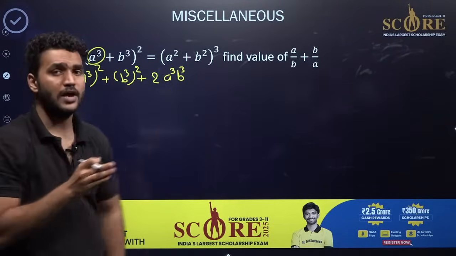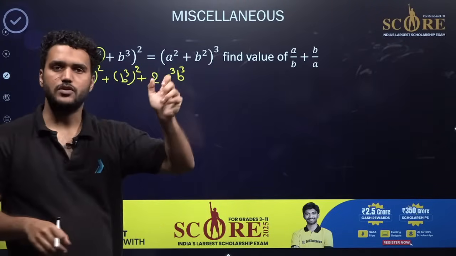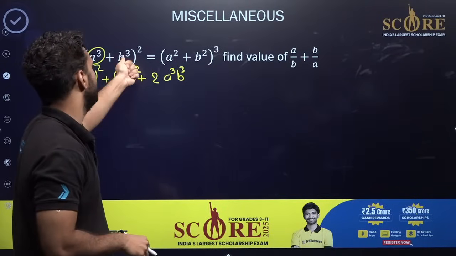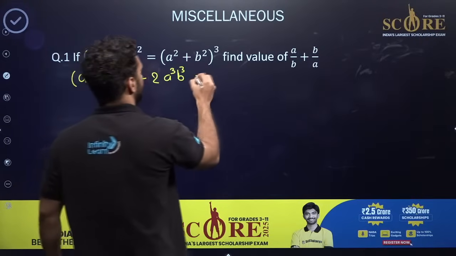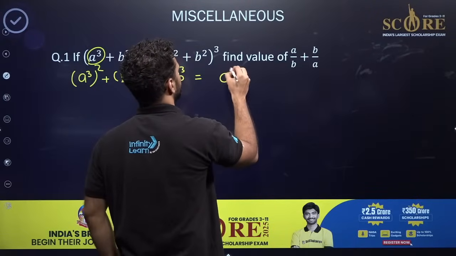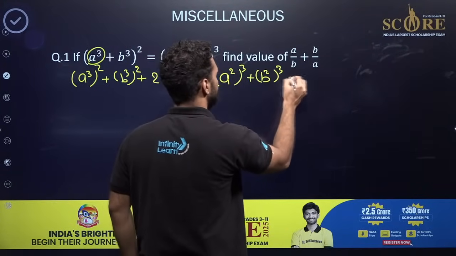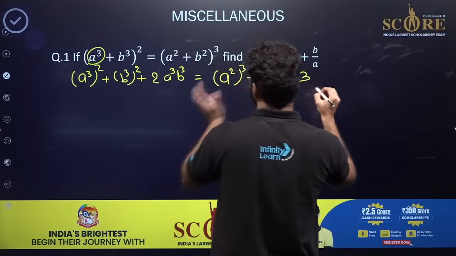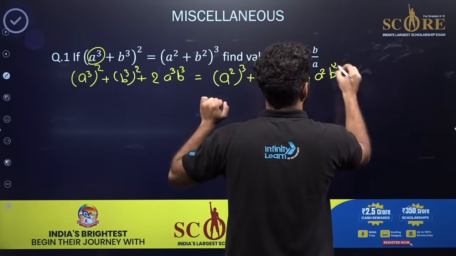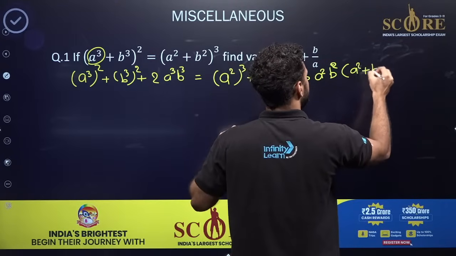Here I am saying a means a cube, because if we see the identity of (a plus b) whole cube, here a is working as a cube and b is working as b cube, equal to a plus b whole cube, nothing but a cube plus b cube plus 3ab into (a plus b). But here, instead of a we have a square, and instead of b we have b square. So 3ab into a plus b.